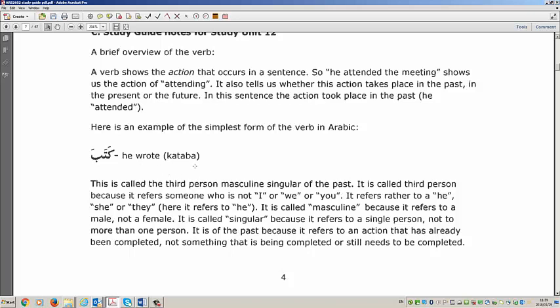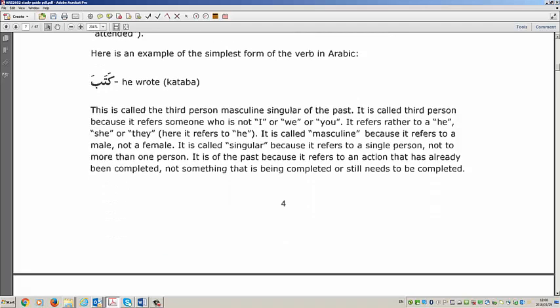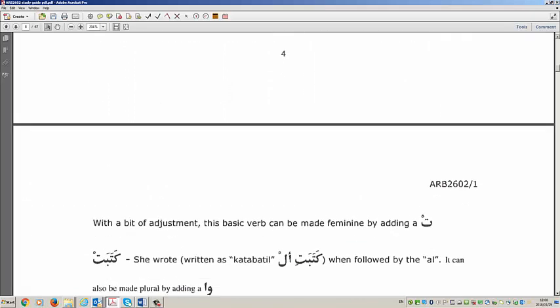The past: he's not writing now, he wrote. Why masculine? Because there's nothing additional to it that makes it feminine. And there's also nothing additional to it that makes it plural, so it's singular. So this is the masculine singular third person. Third person because it refers to "he," not to "I," which is the first person, nor to "you," which is the second person. So that is the basic structure of the verb in Arabic.